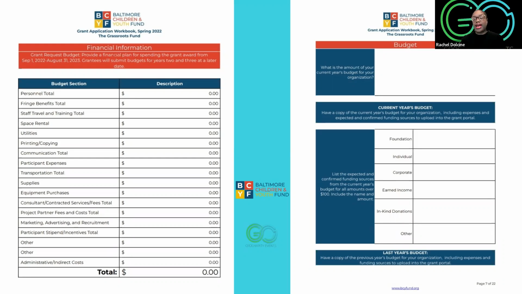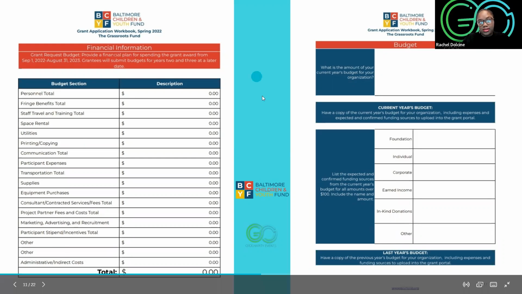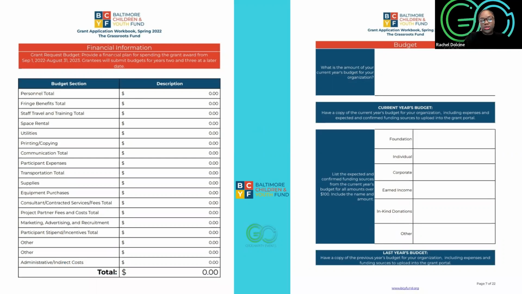If you don't currently have a budget, the sheet on the left, the one that has budget section and description, what is listed here is a great start of expenses, right? So these are all some of the expenses that can be related to a nonprofit. So you can look at this and start a budget by using this as your template. But having a budget means that this particular form is easily completed. You're just punching those numbers in, right?